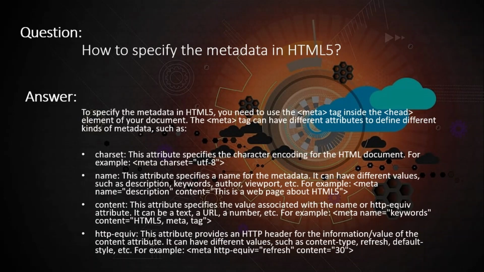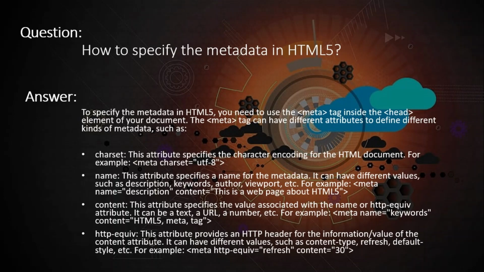How to specify the metadata in HTML5? To specify the metadata in HTML5, you need to use the meta tag inside the head element of your document. The meta tag can have different attributes to define different kinds of metadata, such as charset. This attribute specifies the character encoding for the HTML document. For example, meta charset equals UTF-8.